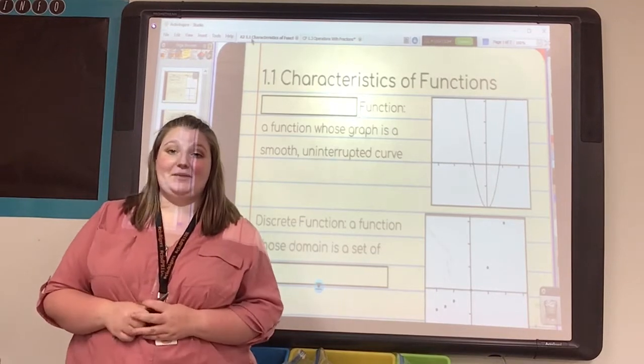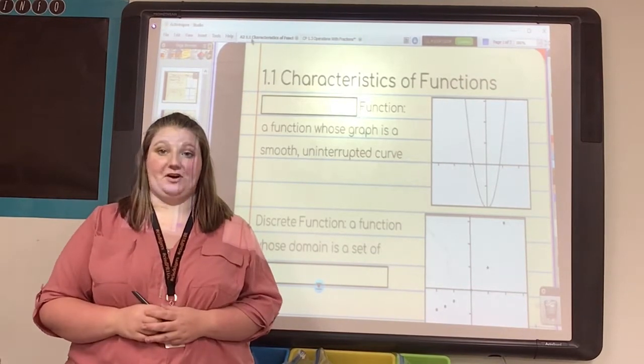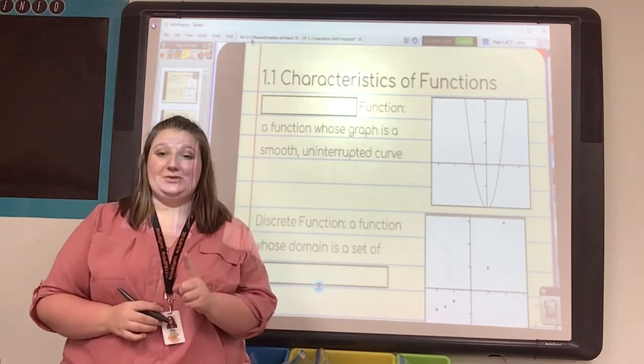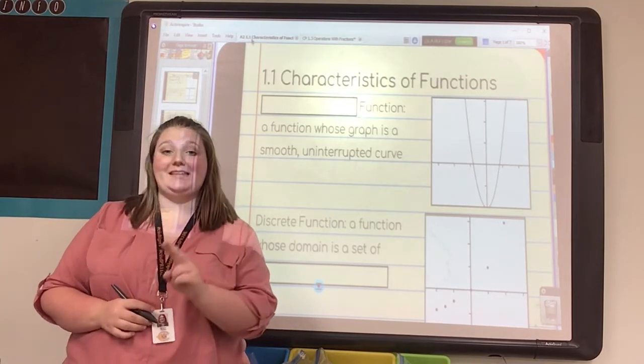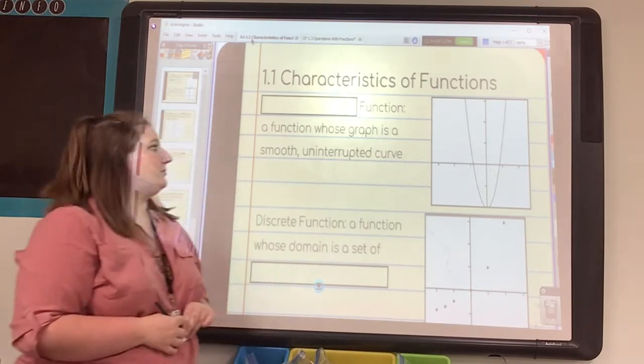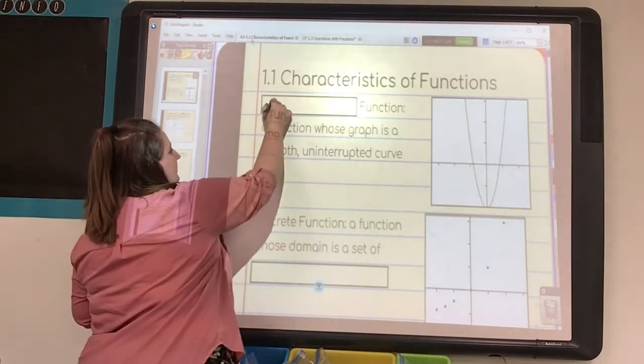Hey guys, today we're going to be continuing with our characteristics of functions. We're just about to wrap all of this up. So we're going to be looking at continuous versus discrete functions and then increasing and decreasing parts of functions. So to start us off, we're going to look at a continuous function.